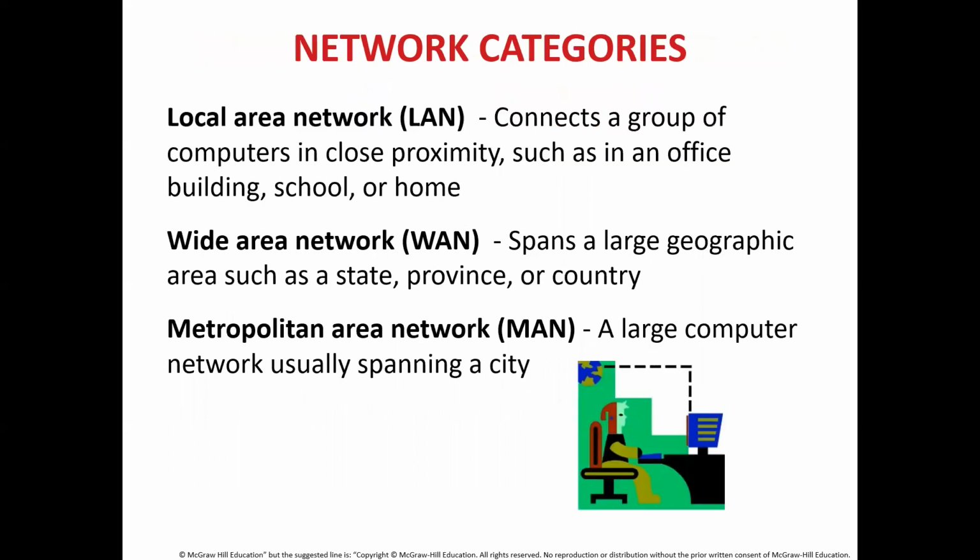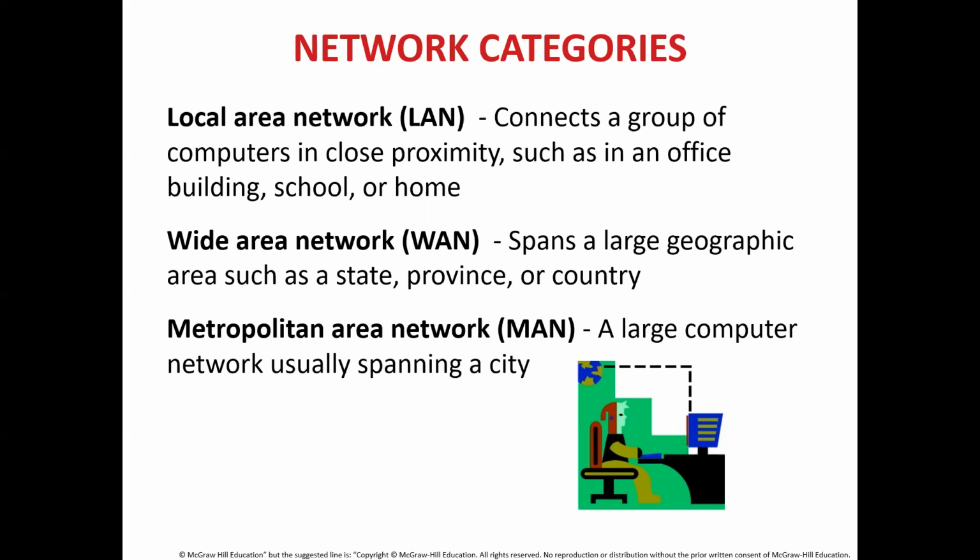Network categories. There are 3 types of network categories, and these are LAN, MAN, and WAN. LAN, which stands for local area network; MAN is metropolitan area network; and WAN is wide area network. Local area network connects a group of computers in close proximity, such as in an office building, school, or home. These are networks that are within a building.